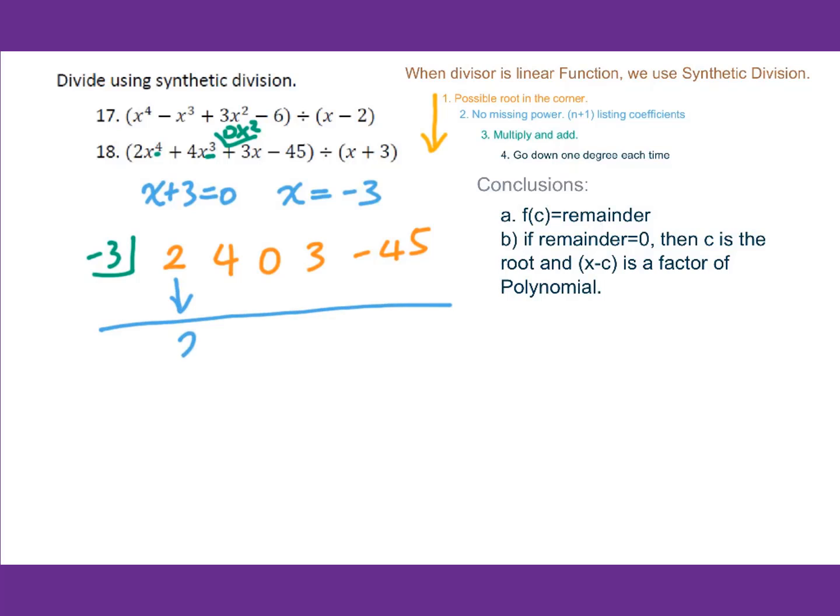Drop down, we got the 2. 2 times negative 3, that is negative 6. Adding, we got negative 2. Negative 2 times negative 3, that's 6. Adding is 6. Negative 3 times 6, that is negative 18. Adding, we got negative 15. Negative 15 times negative 3, we got 45. Then we got 0 here.